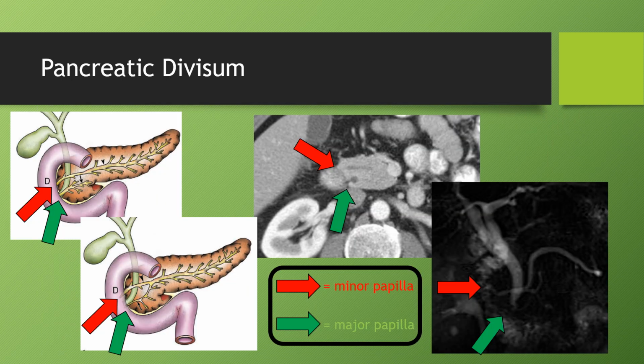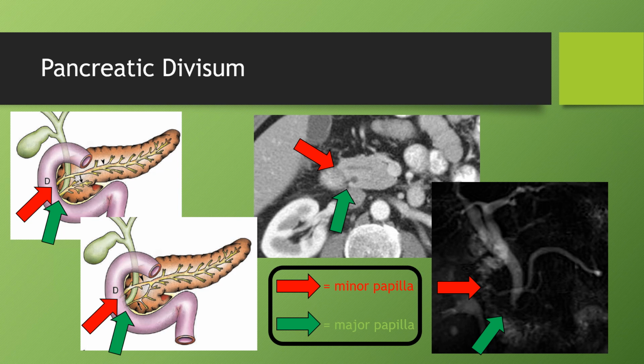So let's review pancreas divisum. This is certainly a known cause of acute pancreatitis, and a common cause of chronic pancreatitis. The pancreas has a major duct and a minor duct. The major duct is supposed to do pretty much all the heavy lifting of the drainage of the enzymes.